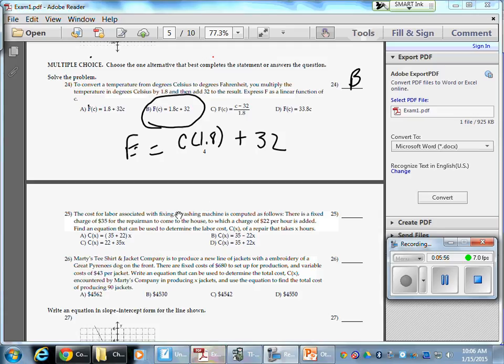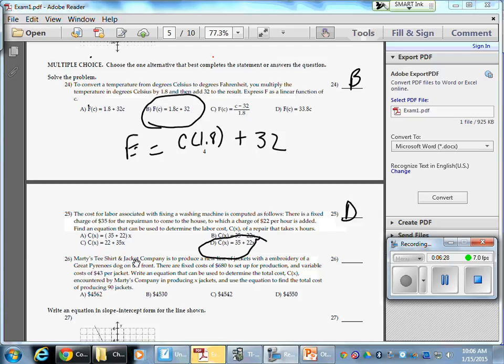25. The cost for labor associated with fixing a washing machine is computed as follows. There is a fixed charge of $35 for the repairman to come to the house, to which a charge of $22 per hour is added. Find an equation that can be used to determine the labor cost of repair that takes X hours. So it's going to be $35 to come out plus $22 per hour. Per hour is the rate. So my answer is going to be D, 35 plus 22X. X is the number of hours that they're there for.